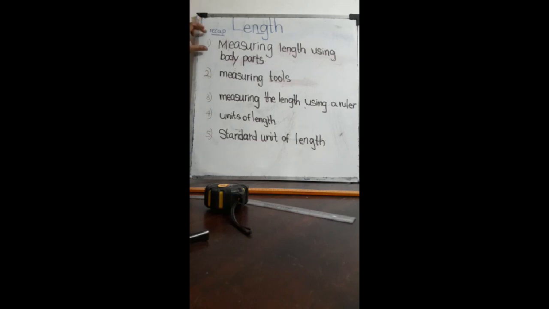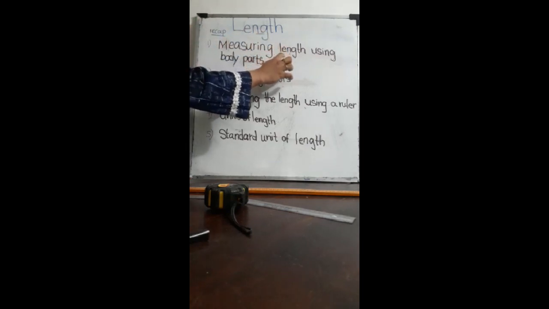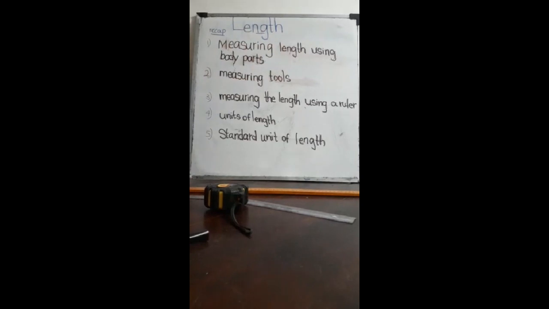Okay, can you all read this? Can you see the whiteboard? Okay, look at the whiteboard. Now, let's read. Measuring length. We are going to measure the length, right? Measuring length using body parts. In those days, in early times, people measured by using their body parts. Do you know, my dear kids, what body parts they used to measure? The foot, hand span, cubit and full span.